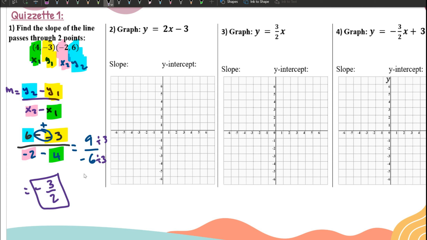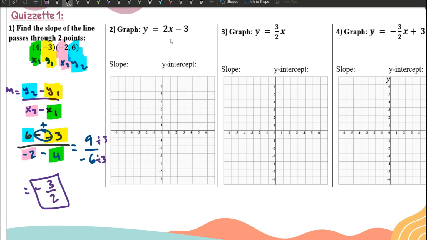Negative 3 over 2. The negative sign can be on top, at the bottom, or in the middle. It cannot be both. Again, the negative sign can be moved to the top, the bottom, or right in the middle, but it cannot be at both numbers, top and bottom.